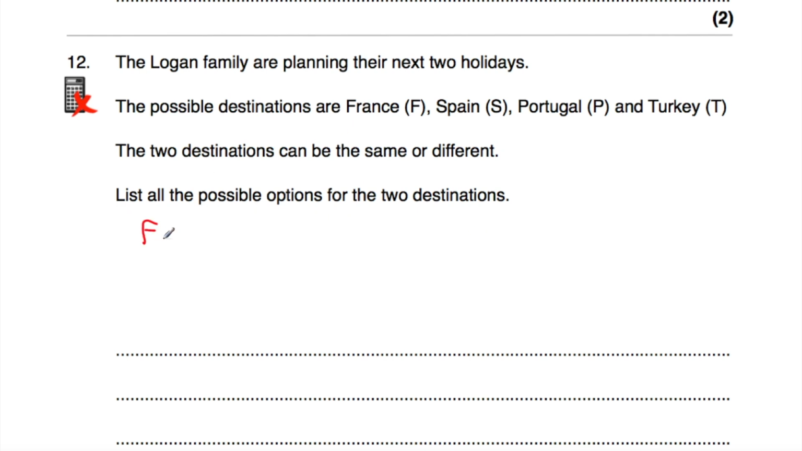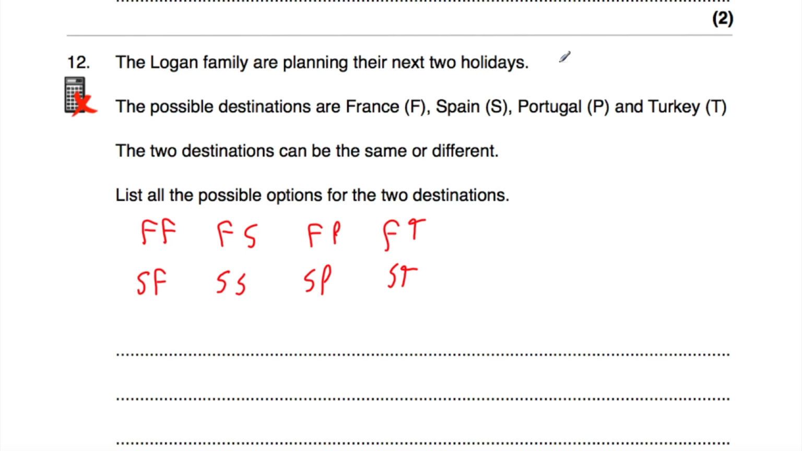So they could go to France and then France again. They could go to France and then Spain. They could go to France and then Portugal. And they could also go to France and then Turkey. So they're the possible destinations they can go to if they go to France first. Then they could go to Spain and then France. Spain and then Spain. Spain and Portugal and Spain and Turkey. So they're all the destinations that they could go to if they go to Spain first. So we've done all the pairs of destinations if they go to France first and all the pairs of destinations if they go to Spain first.